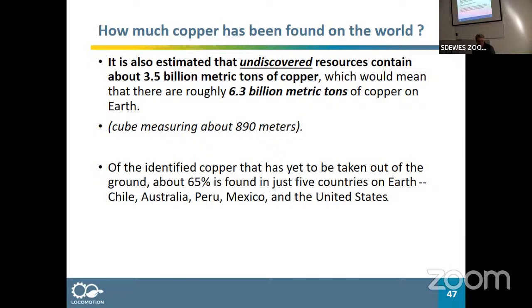The identified copper that has been taken out of the ground is mainly found in 5 countries: Chile, Australia, Peru, Mexico, and the United States. And especially in Chile, we can already see very much declining ore grade trends when we look at the major producing mines.